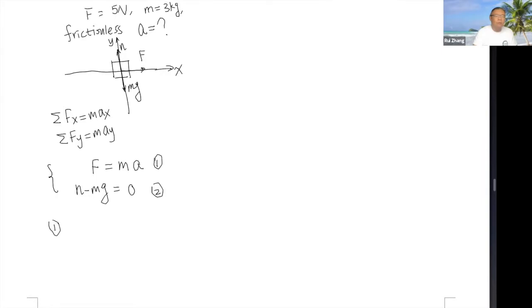From the first one, we can see that acceleration equals force divided by mass. So we just do 5 Newton divided by 3 kilogram. You do the calculation and you get 1.67, basically a lot of 6s. Newton divided by kilogram is actually meter per second squared. So that's our solution for this one.